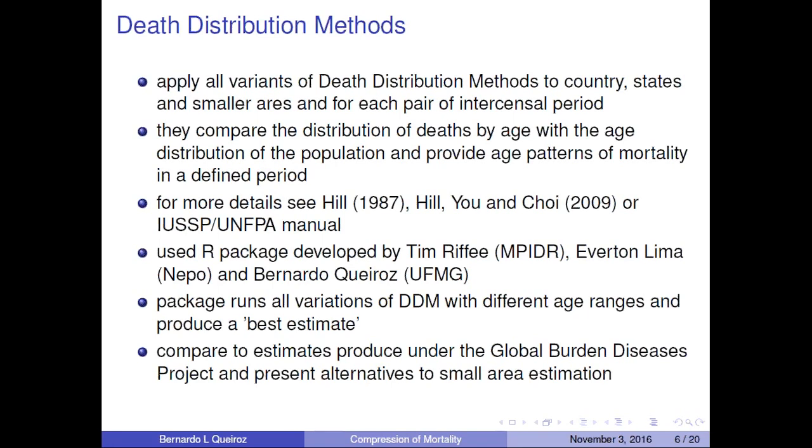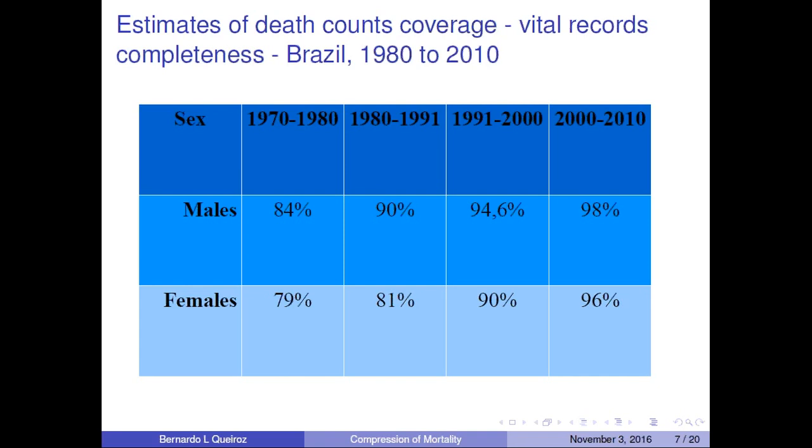So we use the variations of the DDM; for more details, we did that just before. And some of the results here are using the R package that was developed by the team at the Max Planck, Ederson, and I. The idea of the package is that it runs all the variations of DDM with different age ranges and produces the best estimate. So we can have different estimates using different age ranges and different methods for different areas. So I'll go to the results now.